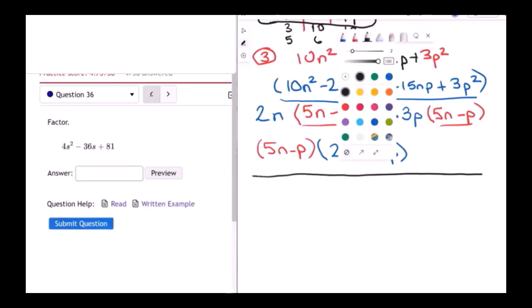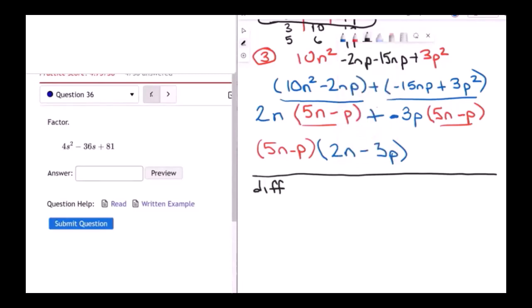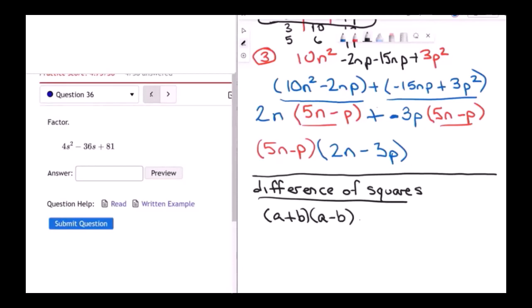Remember, we went through two special cases. One of them was the difference of squares, which said that a plus b times a minus b is going to equal a squared minus b squared.